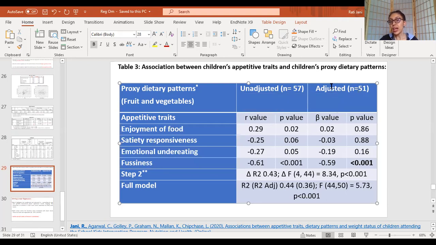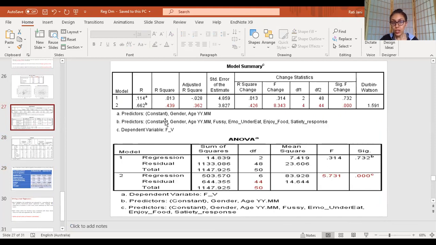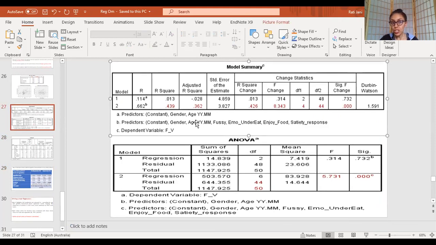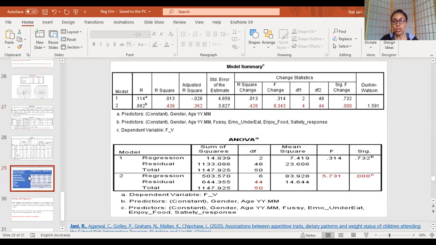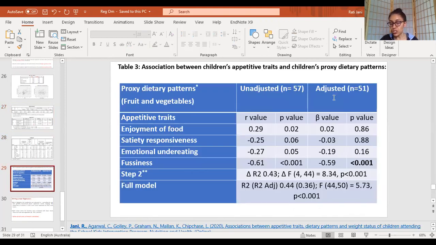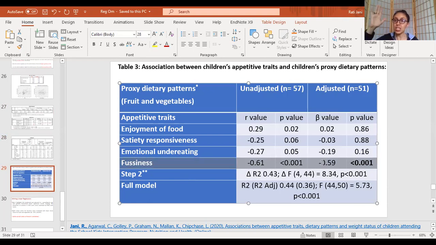Then you do an adjusted association. Adjusted association is also called a multivariate association because I'm adjusting for age and gender, which you saw in the earlier table. You know how I showed you over here age and gender, this one. So I'm adjusting for those covariates. I adjusted for covariates, age and gender, and then I want to see the relationship of these independent variables to the child's actual fruit and vegetable intake, and only this relationship was significant, which I explained earlier, fussiness. The more fussy the child, the less fruit and vegetable intake. This is what it means.